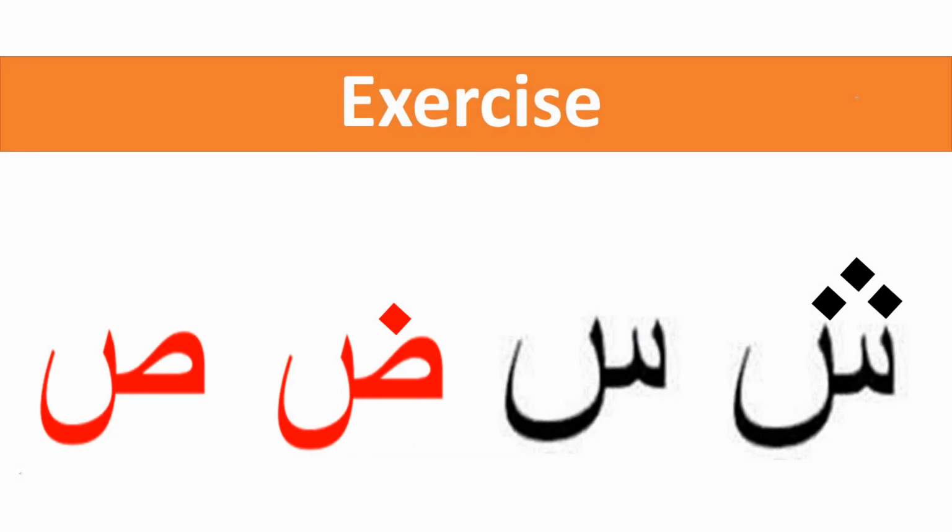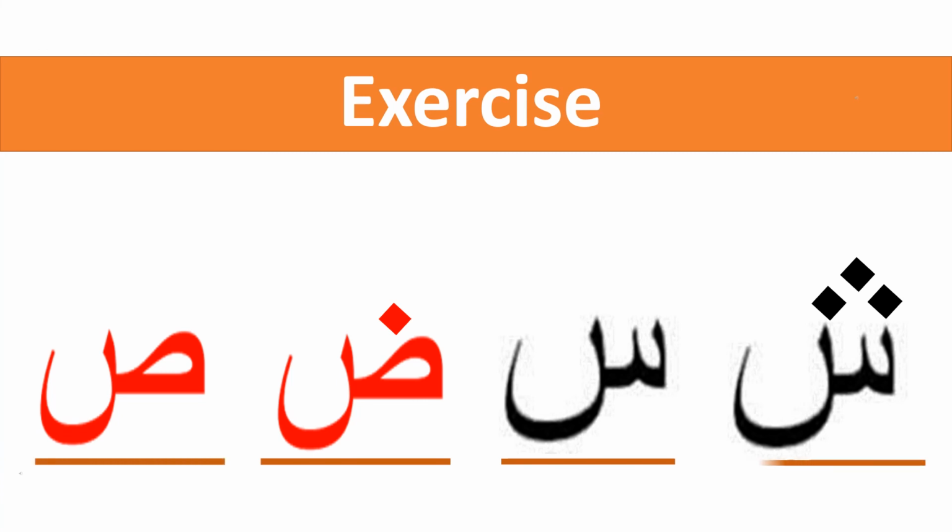Let's have an exercise. Which one of them is Dod? Yes, this one. Which one of them is Sin? Yes, this one. Which one of them is Sad? Yes, this one. And of course, this one is Shin.